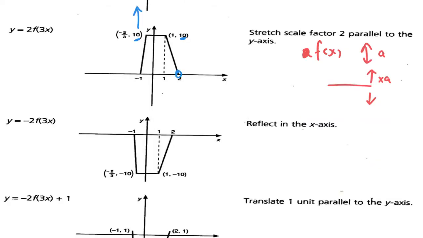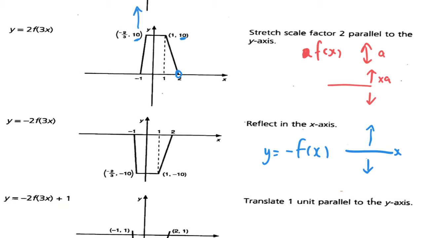So next then we've got this minus 2, and with that we're reflecting it in the x-axis. Remember, we've got y equals minus f(x). If we've got our x-axis, it reflects it in that. So the point of (-2/3, 10) has been reflected to (-2/3, -10), (1, 10) to (1, -10), and the points on the axis have remained on the x-axis.